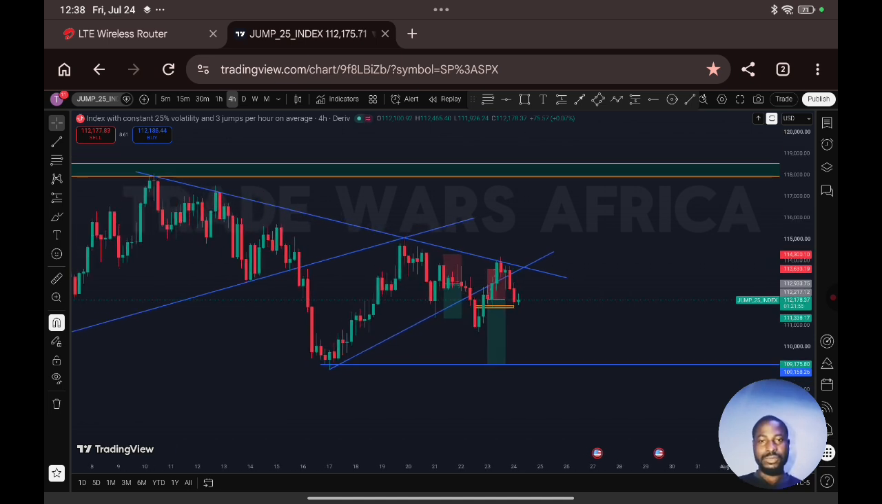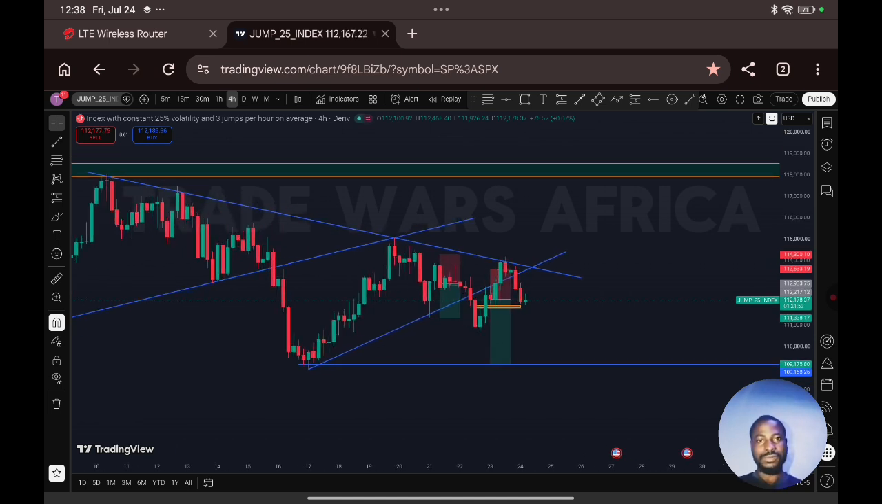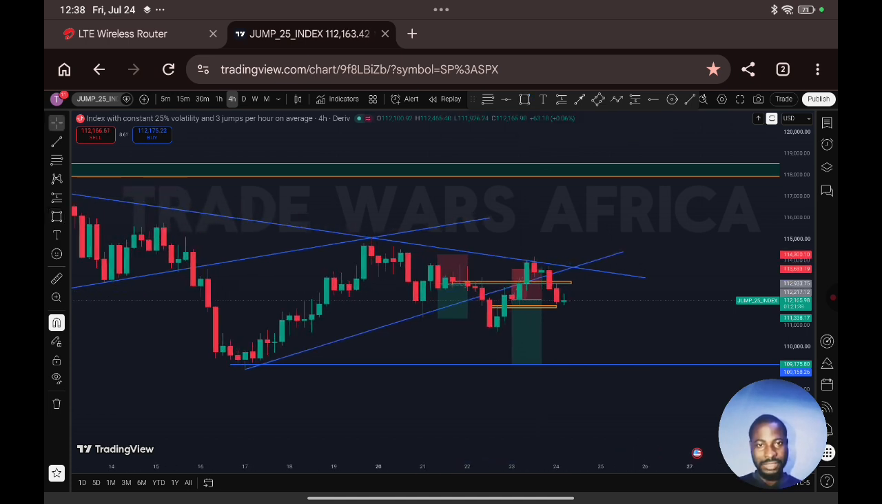The market was supposed to retest this level here, around here. The market was supposed to retest here. So the market got there, it gave us a flower pin bar and freaked us out.